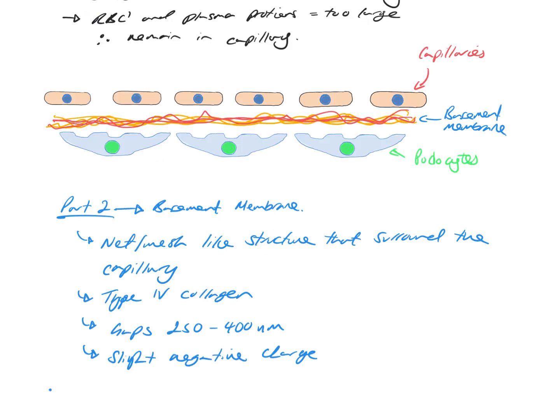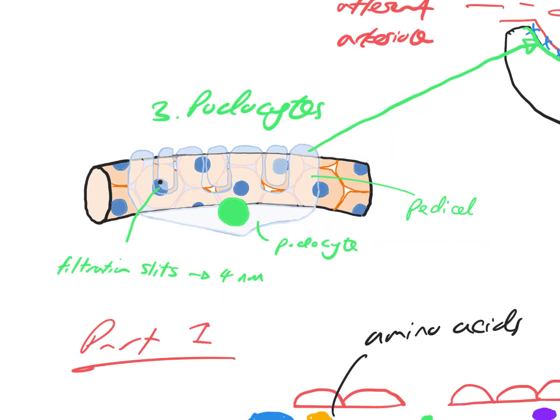So the final and third part we need to talk about are the podocytes. So the podocytes are cells which line the outside of the Bowman's capsule, and they have these sort of finger-like projections that wrap around the capillaries, referred to here and labelled as pedicels. Now, as you can see, the pedicels, by wrapping around the capillaries, create these filtration slits, and each of these slits is approximately 4 nanometers in size.